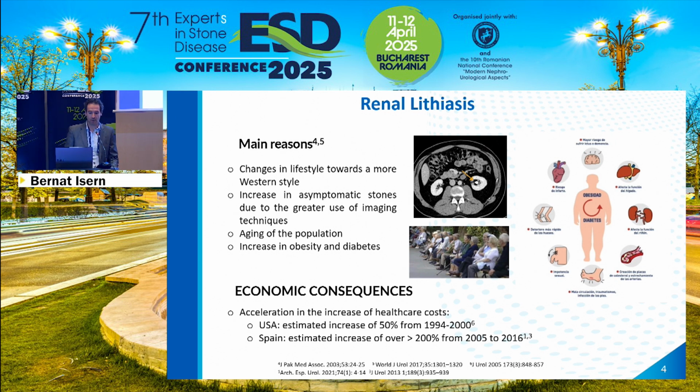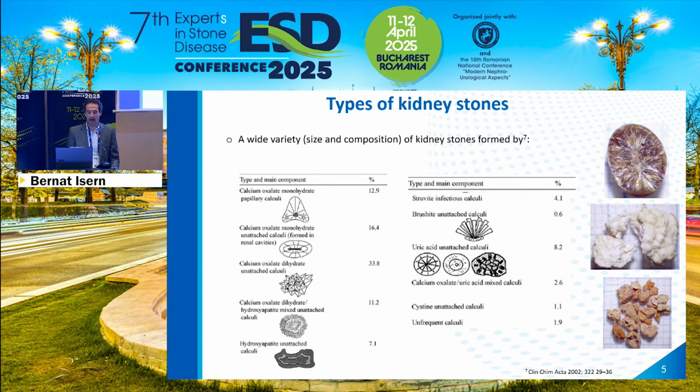The global rise in urolithiasis is due to multiple factors, as it has been said this morning, such as an aging population and increasing rates of obesity and diabetes, resulting in higher healthcare costs. Another reason contributing to the high prevalence could be the wide range of kidney stone types. These can be classified as follows.